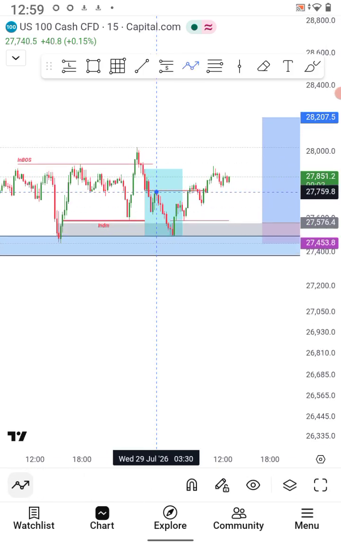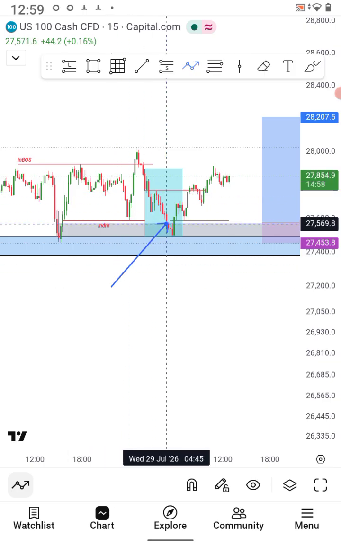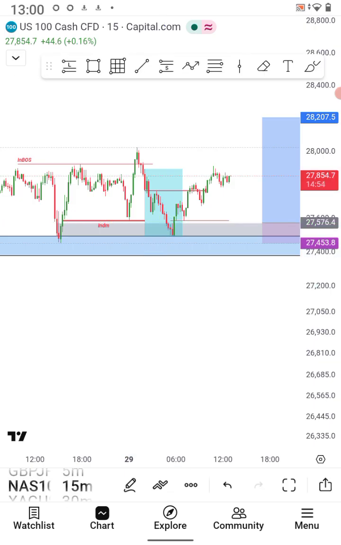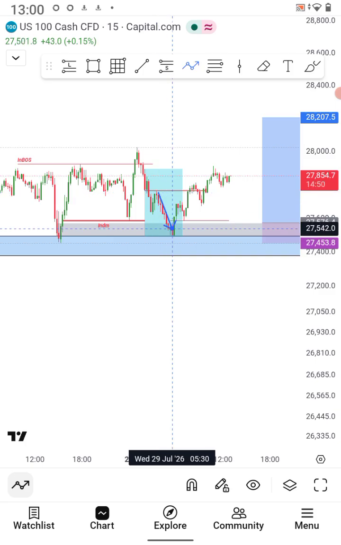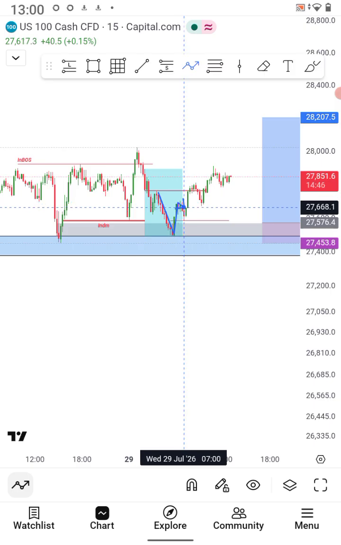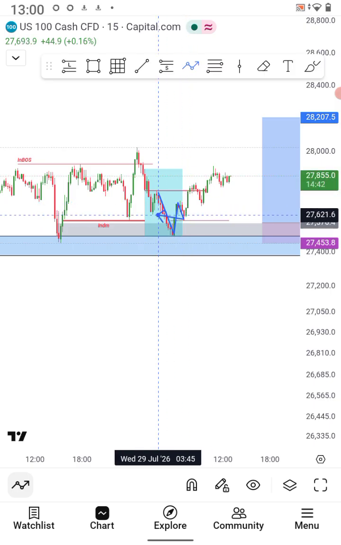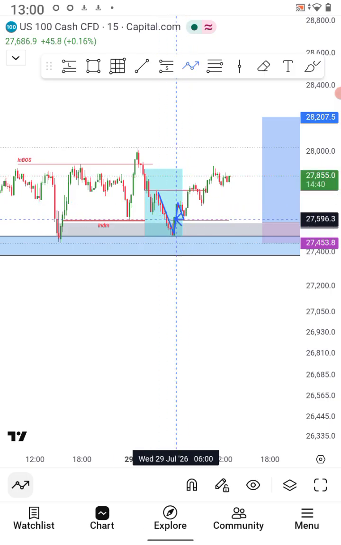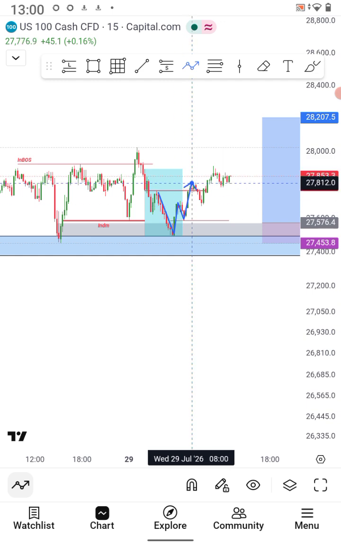If I'm not sure, if market doesn't give me inducement, I use confirmation entry. This one it gave me inducement, but I'm still using confirmation entry. So as market got to my point of entry, I want to see it shift market structure. You can see it swept what looks like a low here. It swept it. I want to see a market structure shift. Are you seeing it now?